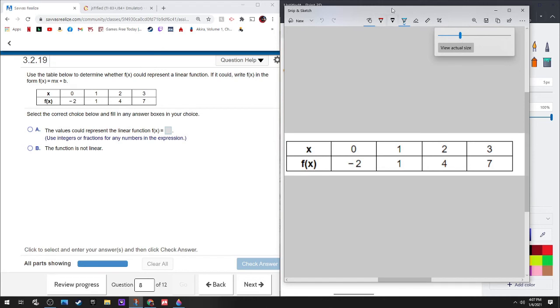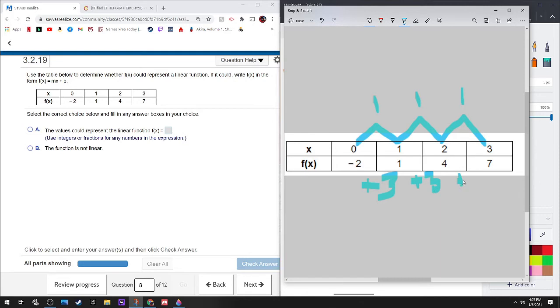So 0 to 1 is 1, 1 to 2 is 1, 2 to 3 is 1. Let's see, negative 2 to 1. Ooh, negative 2. If I was on a number line, those are actually 3 apart. 1 to 4 is 3 apart. 4 to 7 is 3 apart.